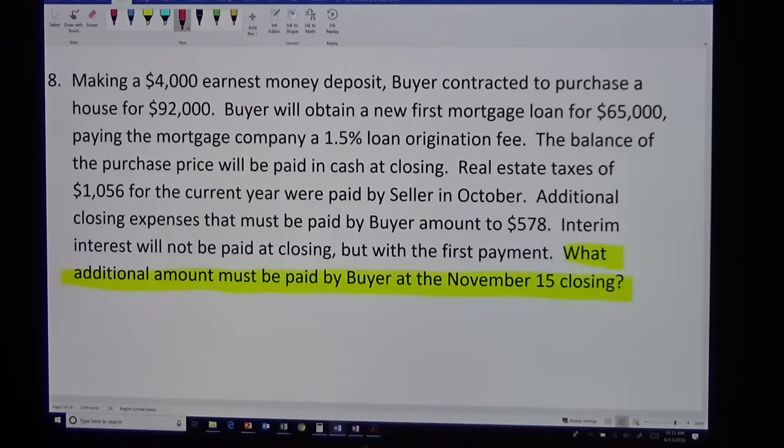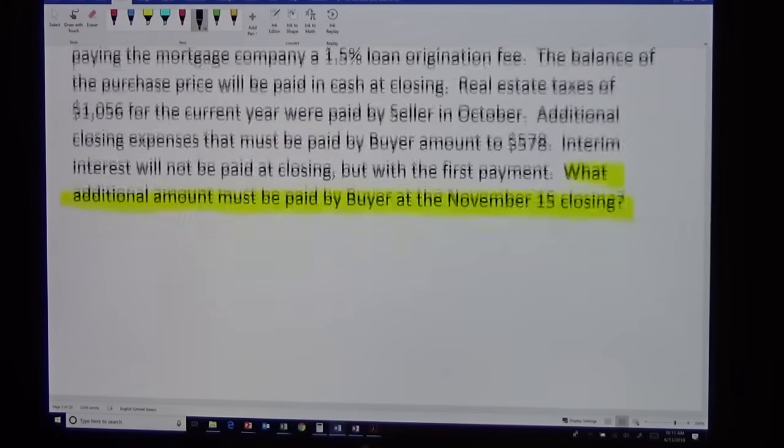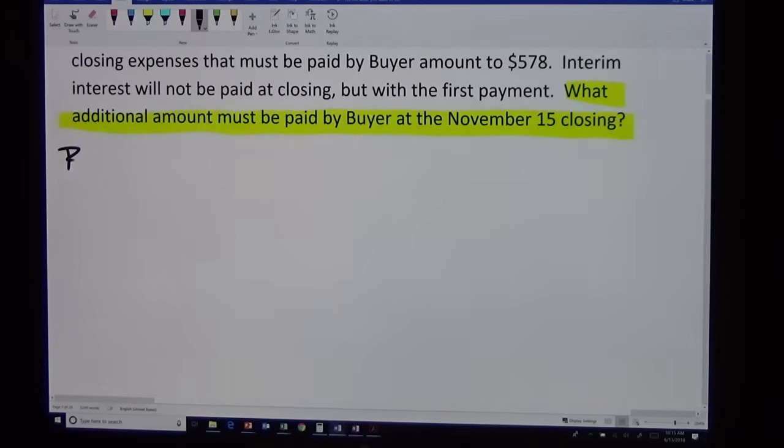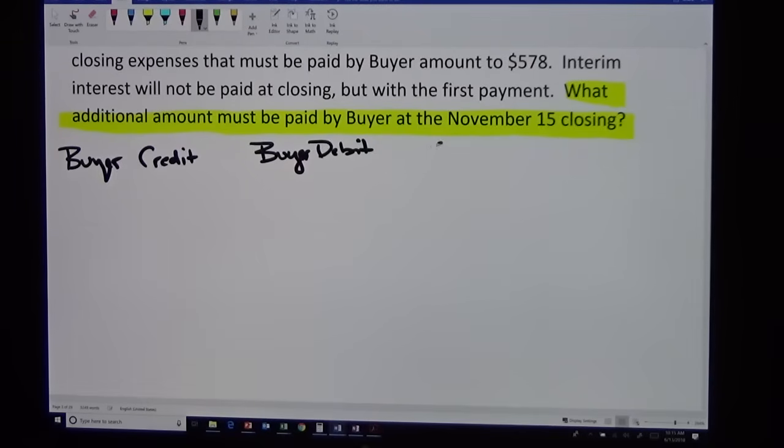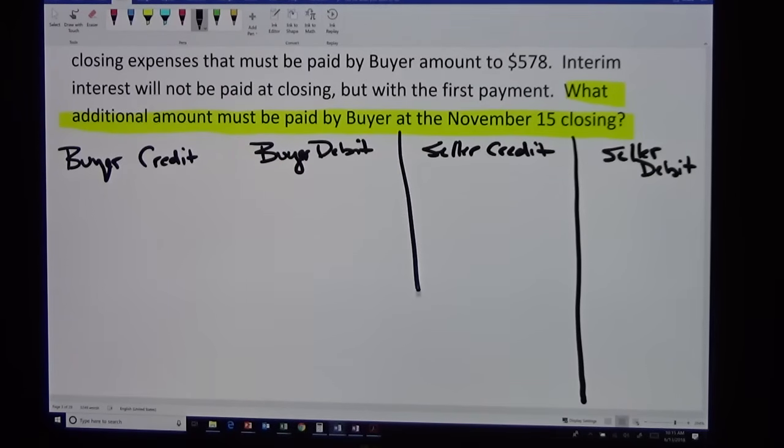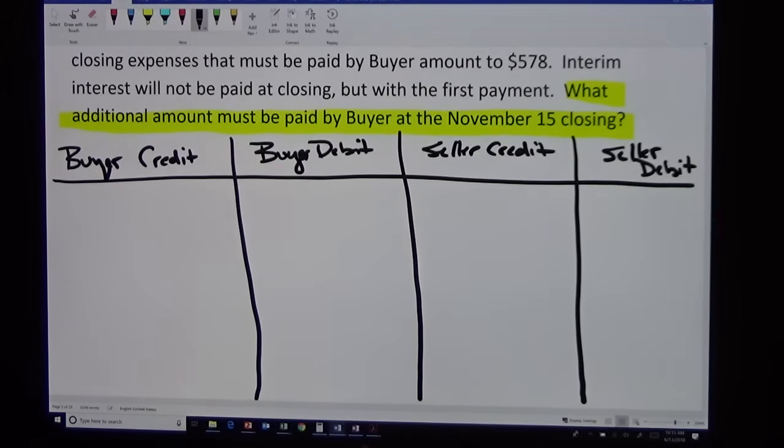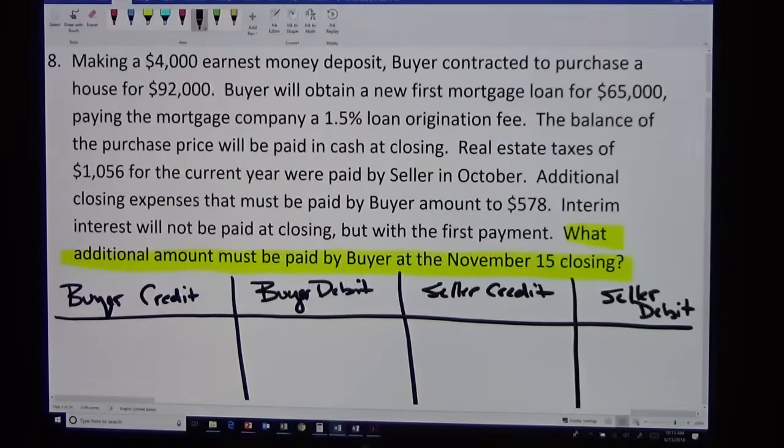And when we do a closing statement, we're going to make our 4 columns here. So we're going to have buyer credits, buyer debits, seller credits, and seller debits. Those are our 4 columns on any closing statement. So we're just drawing them out. And we're ready to roll. Now we're ready to start filtering in money here.